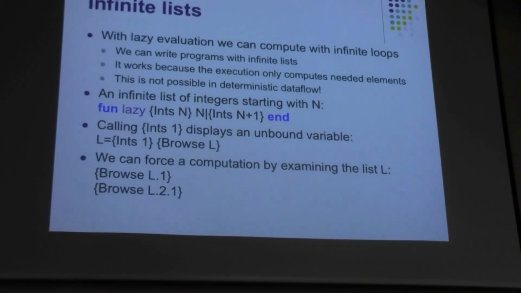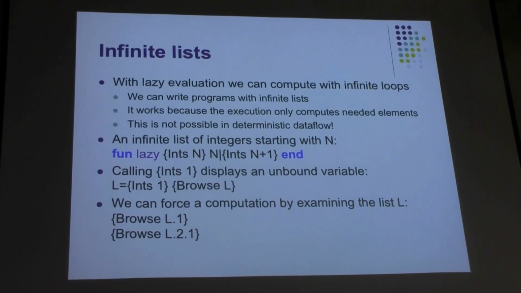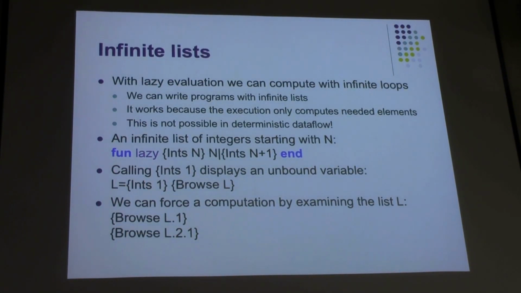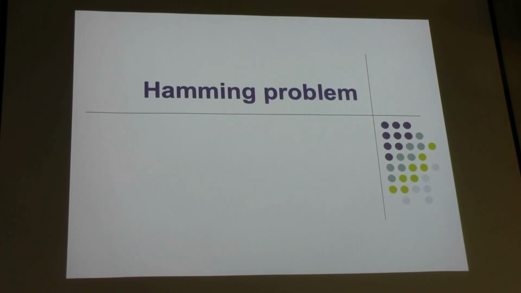So last time we saw infinite lists. Now infinite lists is a new thing. It is not possible in deterministic data flow, because in deterministic data flow, this would be an infinite loop. No? The ints n, ints n plus 1 looks like an infinite loop. But in lazy execution, infinite loops are not a problem. Okay, so this is definitely possible. So we showed that.